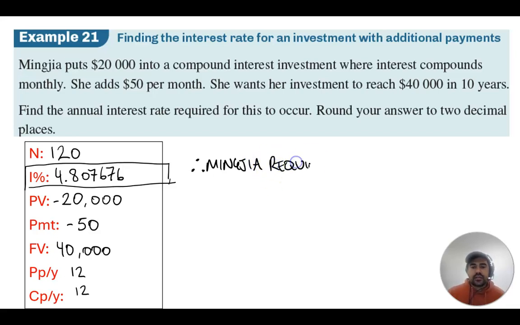And so when you answer this question, you would say, therefore, Mingjia requires a 4.81. So we rounded this up to 2 decimal places, 4.81% per annum investment.